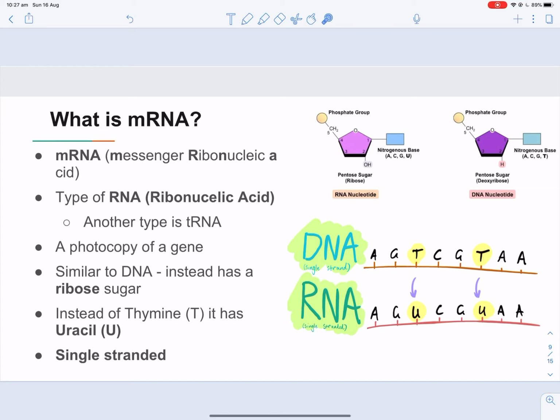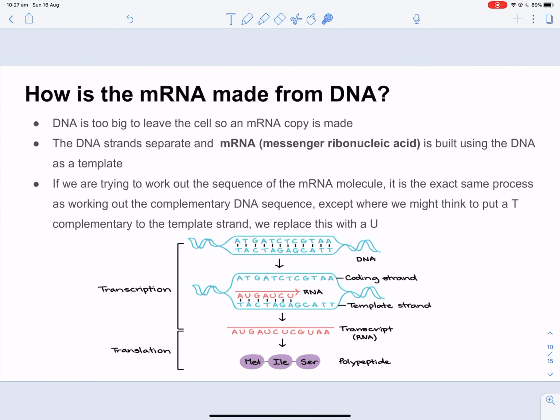So if you're ever doing a question where you had to write the complementary RNA strand that's being made, instead of putting in a T in complementary to an A, we will put a U in place of that T. And one thing to remember is it's single-stranded, whereas DNA is double-stranded as well. So how is the mRNA made from DNA?